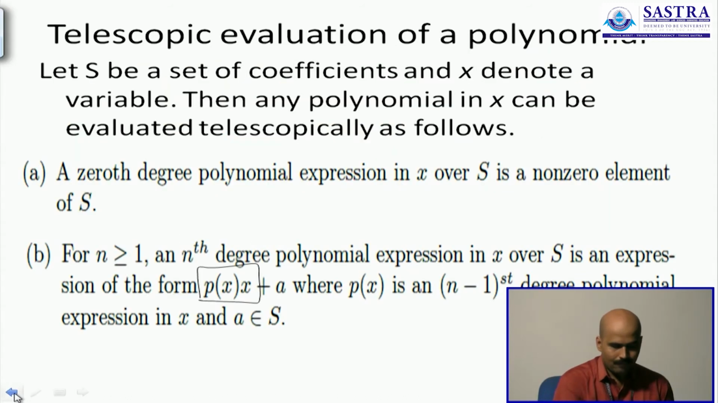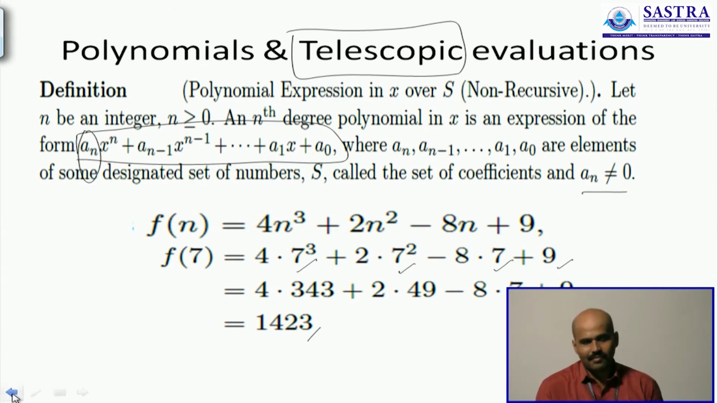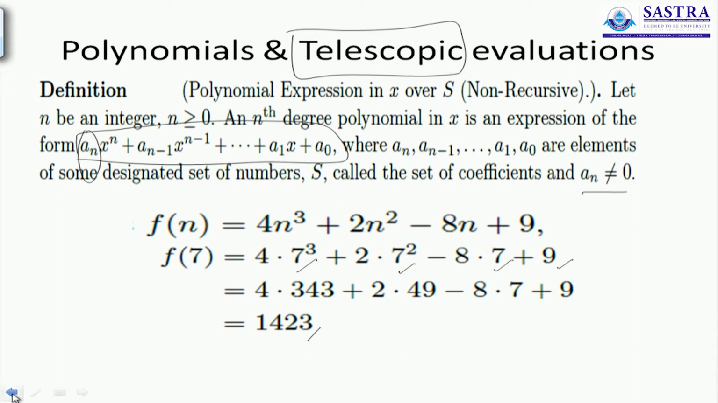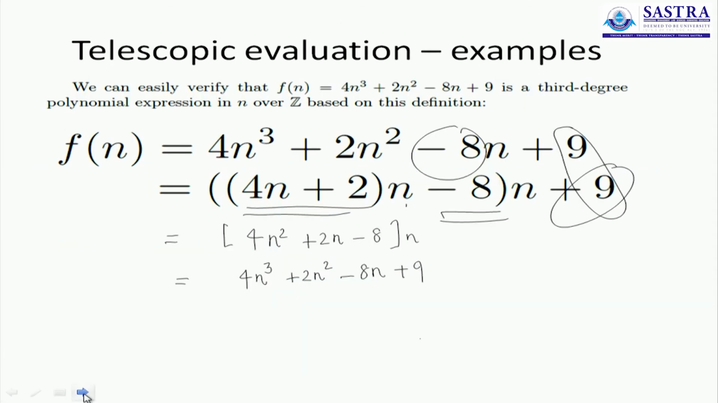To compare, if you look at the previous slide where we evaluated f of 7, you can observe that we found the third power of 7, 7 cube, the second power of 7, 7 squared, and then you multiplied all these using the coefficients, and then you found the answer to be 1423. But the same can be done by skipping all the calculations which involved higher powers. That is where telescopic polynomials can be of greater use.